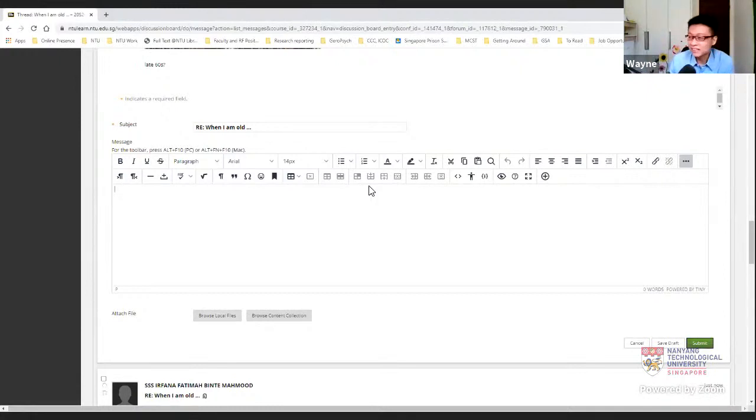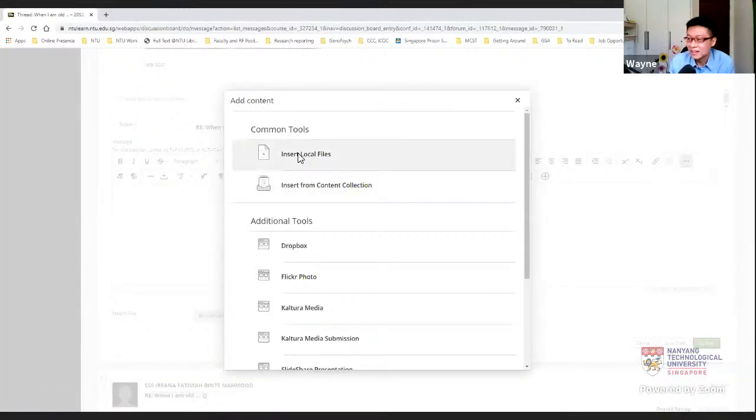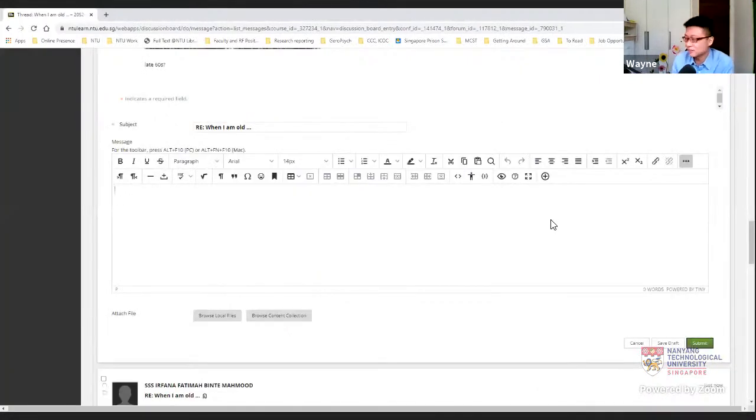Okay. So there are many features on the Learn NTU discussion board, actually. But let's try using this. Add content. And then insert local file. Let's try to do that for those of us who couldn't do that. So if you've done it once, you can do it again, or you can delete what you did just now and do it again. Or you can just add on and forget about what you did just now. Just leave that message there. That's fine with me too.